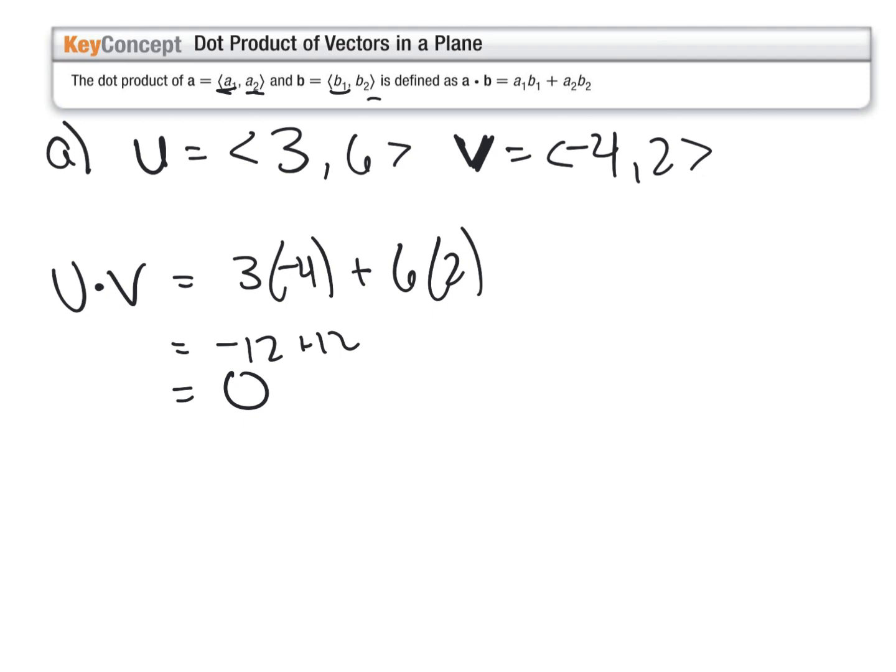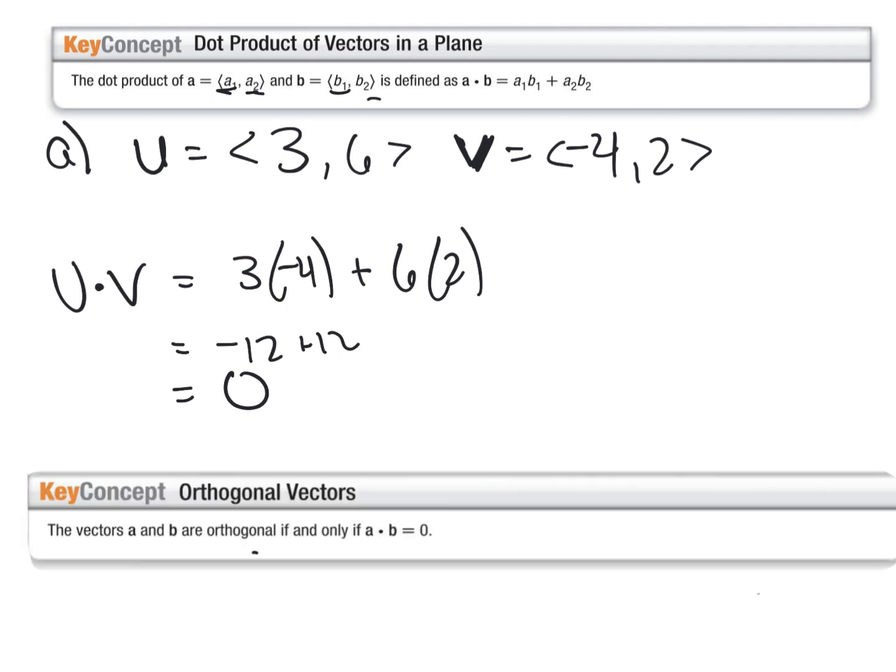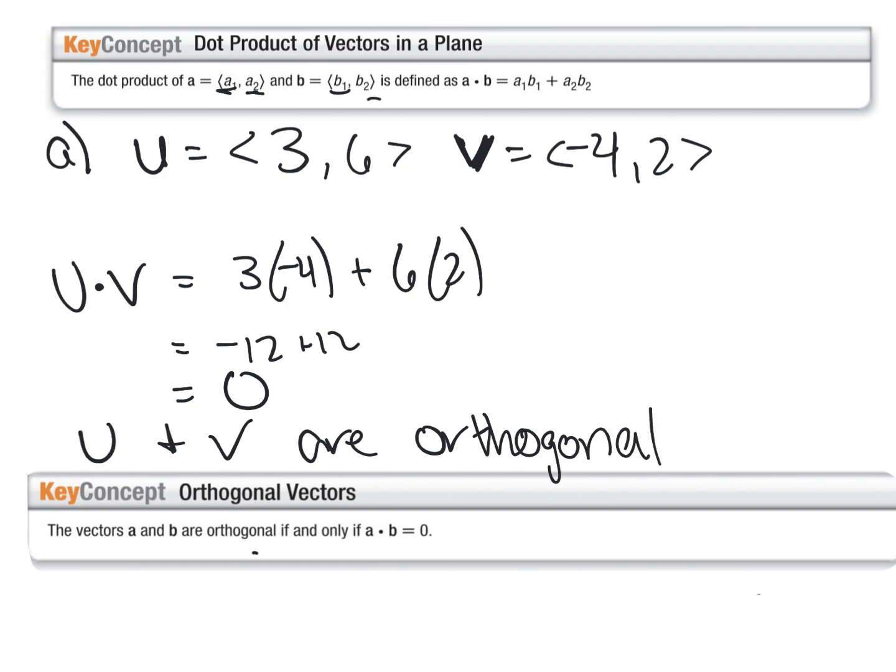That brings in the concept of orthogonal. Orthogonal vectors are vectors that when you have the dot product, it equals 0. So two vectors are orthogonal if and only if A dot B equals 0. So in this case, we would say that U and V are orthogonal. If it equals anything but 0, they are not orthogonal, right?